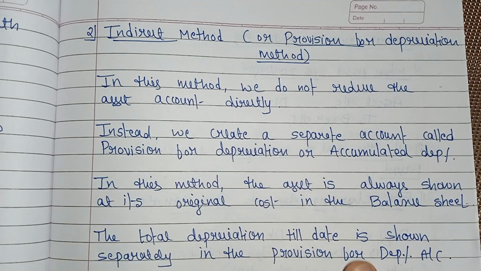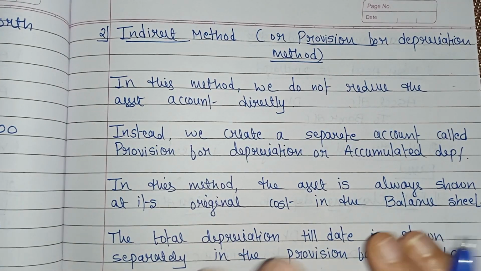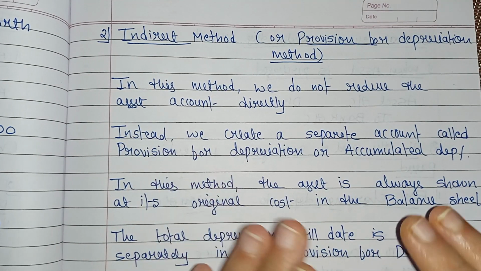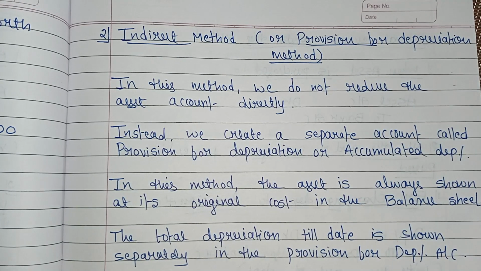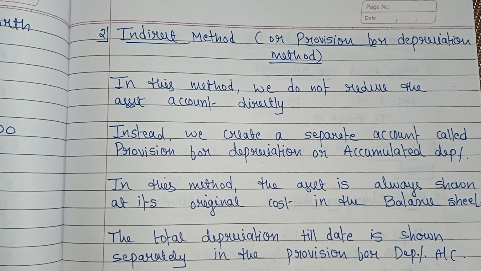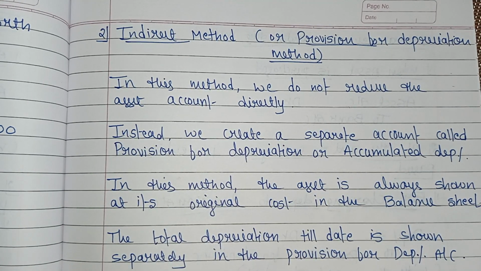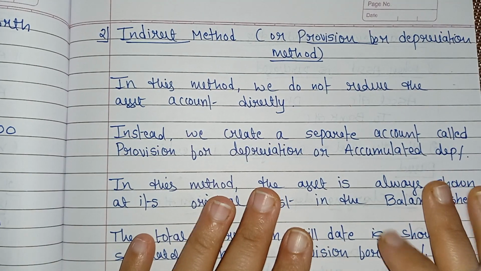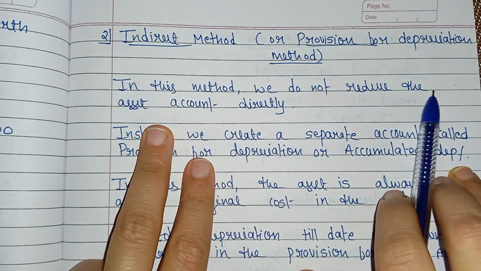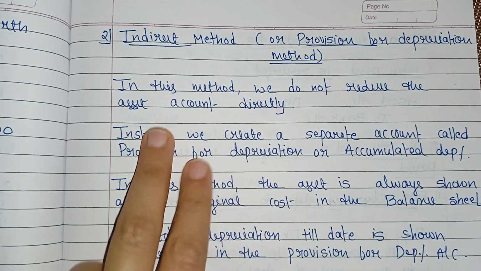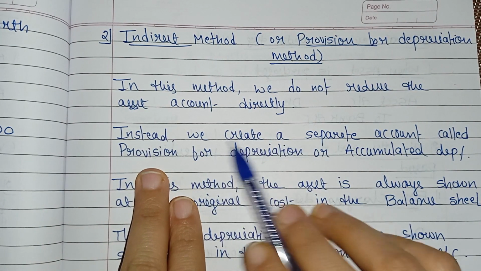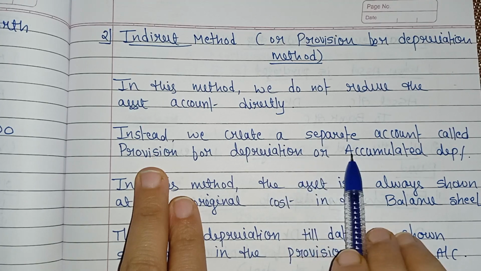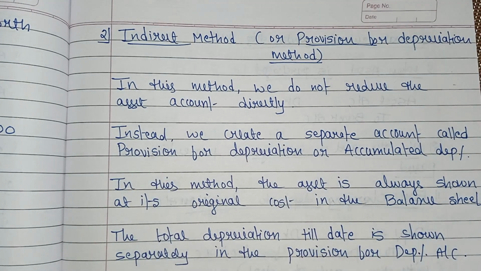Provision for depreciation is an account created to collect all depreciation amounts year after year instead of reducing the asset account directly. So in this method we do not reduce the asset account directly. Instead, we create a separate account called provision for depreciation or accumulated depreciation.